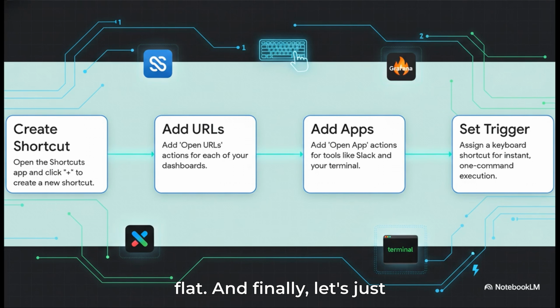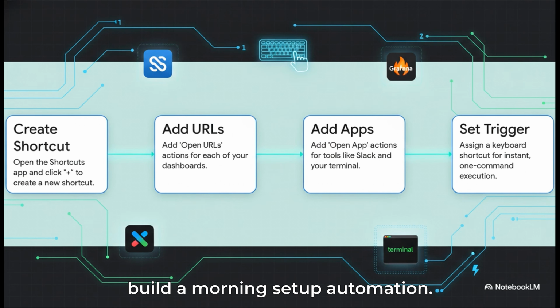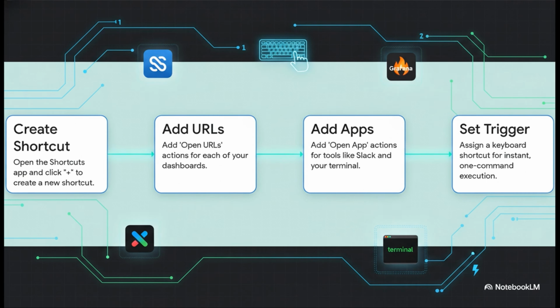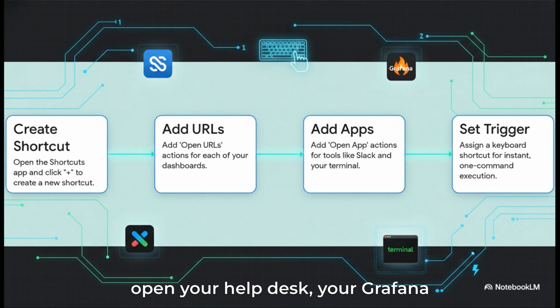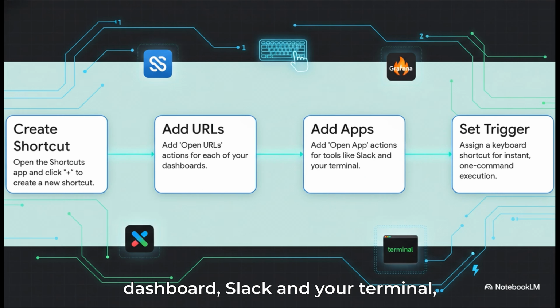And finally, let's just automate the boring stuff. You know, every morning you probably open the same set of apps and websites. Well, with the built-in Shortcuts app, you can build a morning setup automation. Just chain together actions to open your help desk, your Grafana dashboard, Slack, and your terminal. Then assign it a keyboard shortcut. And just like that, a 5-minute manual chore becomes a 1-second command.